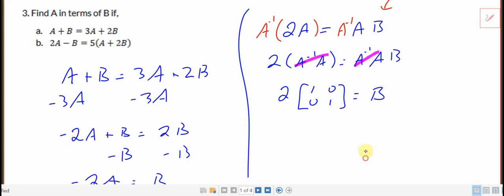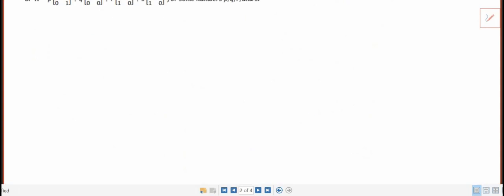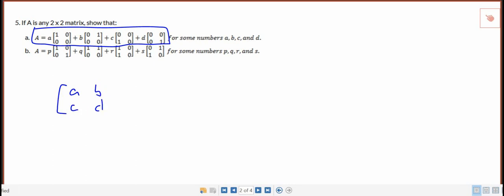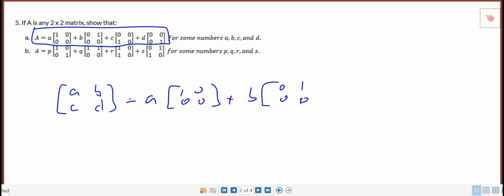Okay? Now, your other question was about number 5, and what is it asking? It's asking you to show that this is actually true. Okay, so if you started off with any 2 by 2 matrix, like this, is it equal to A times 1, 0, 0, 0 plus B times 0, 1, 0, 0 plus C times 0, 0, 1, 0?